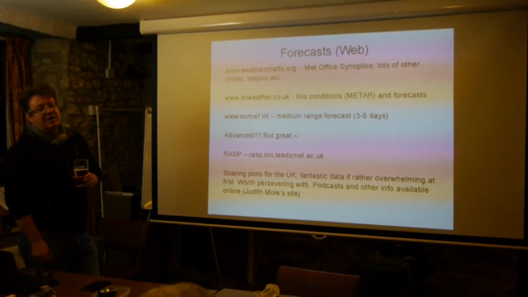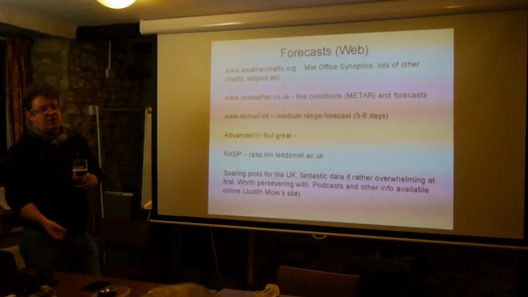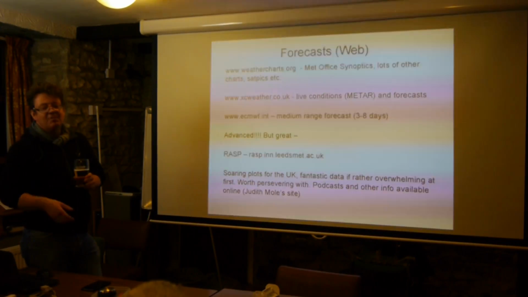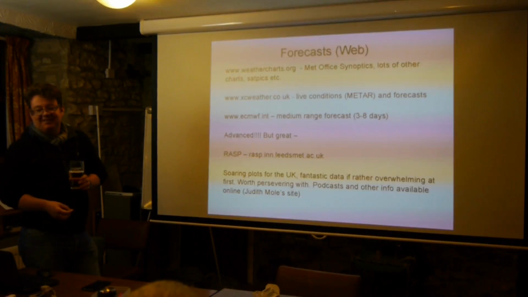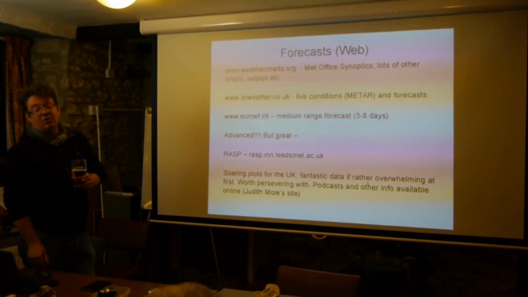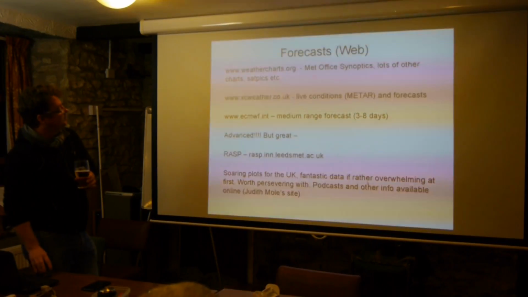RASP is a whole evening's discussion in itself, because there's so much information there. There are probably 40 different atmospheric parameters that you can plot, and probably only 8 or 9 of them are relevant. So if you want to find out more about RASP, go and have a look at it. Once you've played around with it a little bit, then maybe go and find Judith's site and see if you can find the RASP podcast, because that'll give you a bit more information.